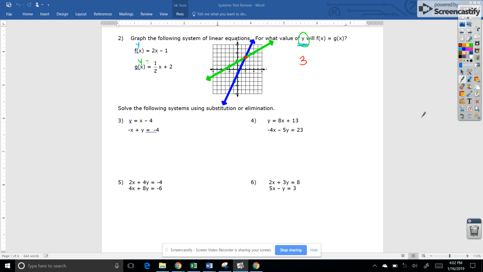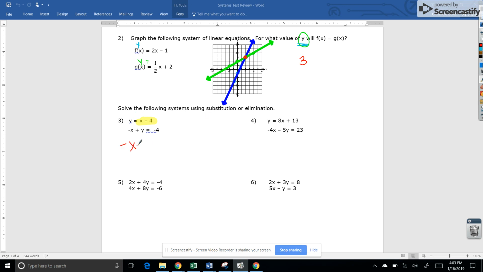Okay, in the next section, they are saying that we can use substitution or elimination. So I'm going to be using the one that's easier. So in number 3, I'm going straight for substitution because I see the y is by itself. So I'm going to substitute in x minus 4 everywhere I see a y.